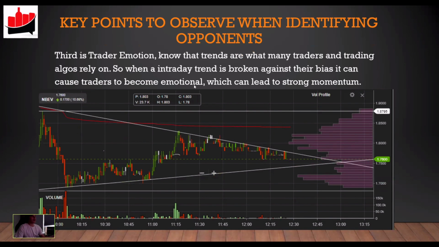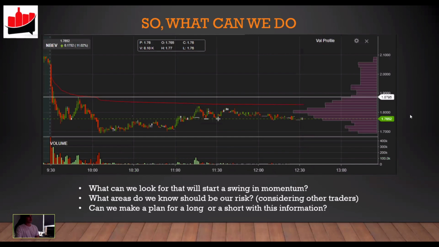So then the third thing you're looking at is the emotion. Know that trends are what many traders and trading algos use, and you basically want to look at these intraday trend breaks as triggers. If a trend is broken against a trader's bias, it can cause the traders to become emotional, which can lead to really strong momentum, because they're not going to want to believe that the trend is really broken, even though it clearly has. They're just not going to want it.